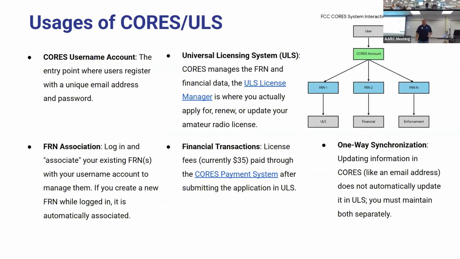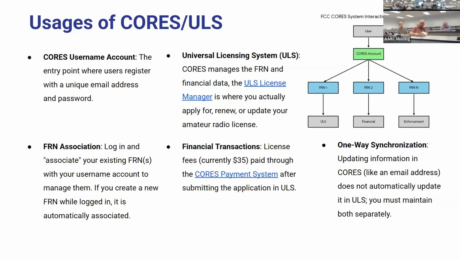So again, CORS is your username, account, and entry point. You register with a unique email, you log in, and you associate your FRN with your CORS account. Now, if you create a new FRN while you're logged in, it's automatically associated. If you're brand new. But in most cases, everybody in this room has an FRN that you're going to need to associate. That's what I had to do. As soon as I logged in, I associated my FRN and it works great. CORS manages the FRN and the financial data. The ULS manager is where you actually apply.